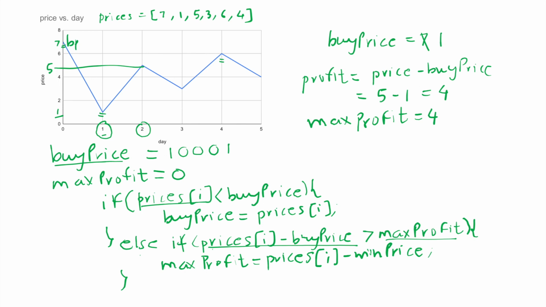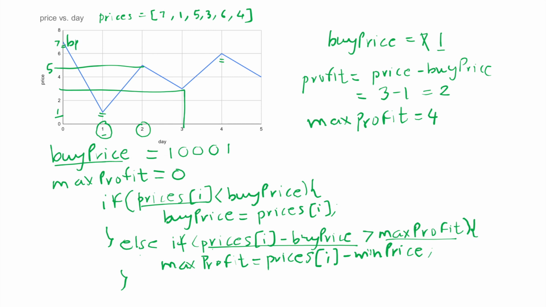Now let's go to day 3. On day 3, price drops to 3. But we already bought the stock at a low price of 1. So we can calculate the possible profit again. And it is 3 minus 1 equal to 2. But we already have established that we can gain a bigger profit by selling on day 2.